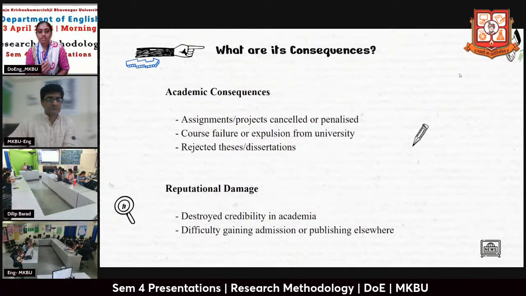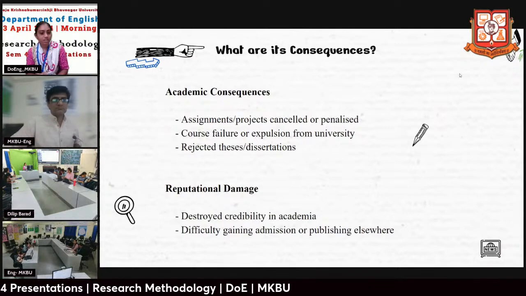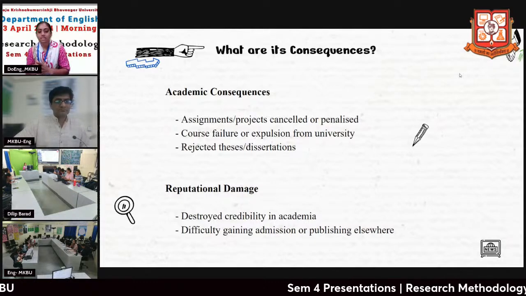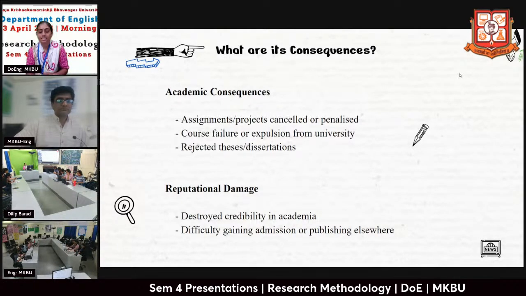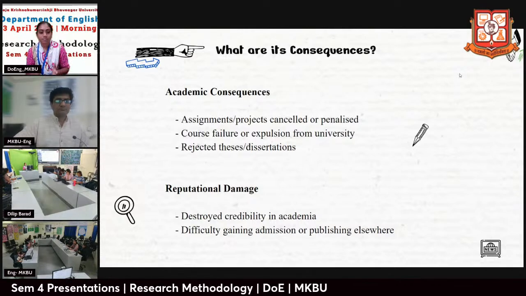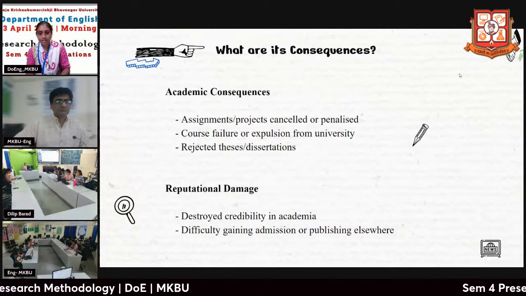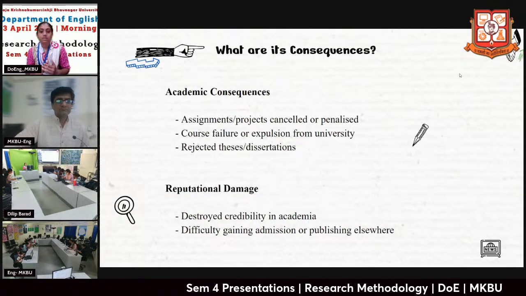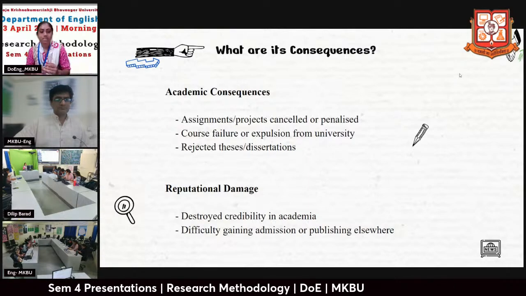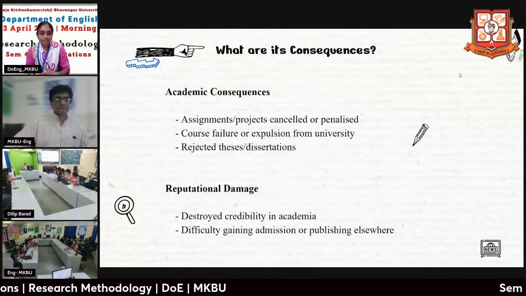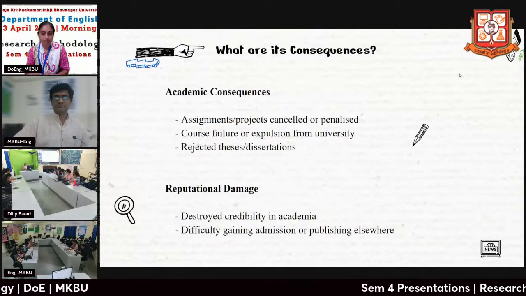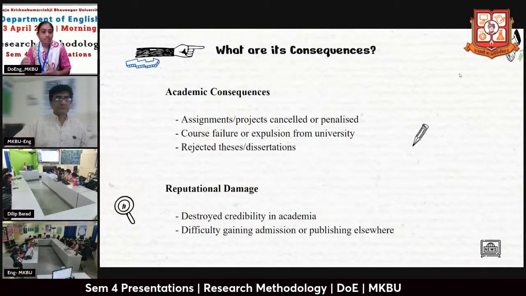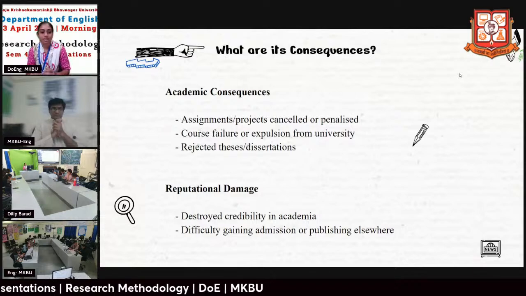Consequences of plagiarism. First is academic consequences. With the cause of plagiarism, an assignment or project can be cancelled or penalized. It can be a cause of course failure and expulsion from university. If your work is claimed to be copyrighted, then your work can be failed, and your research work, thesis or dissertation can be rejected.